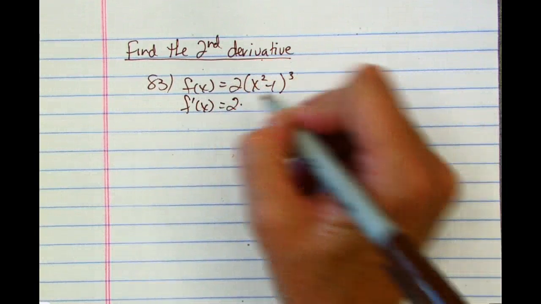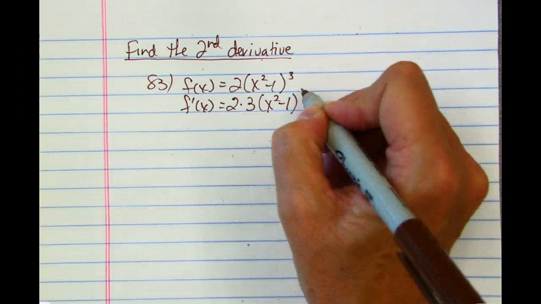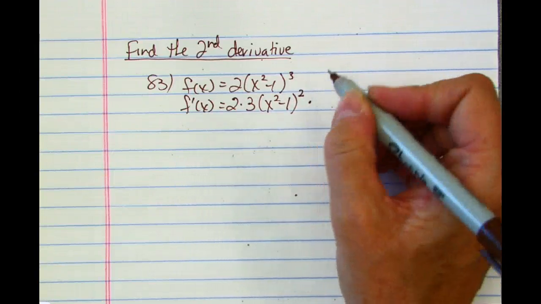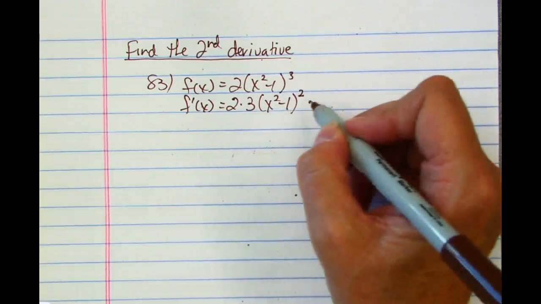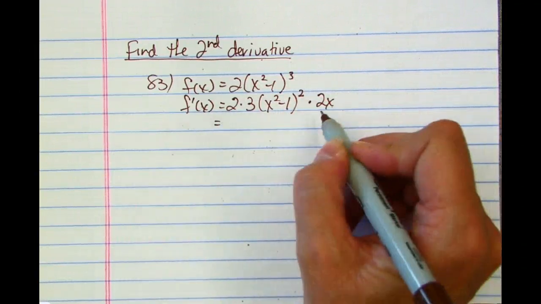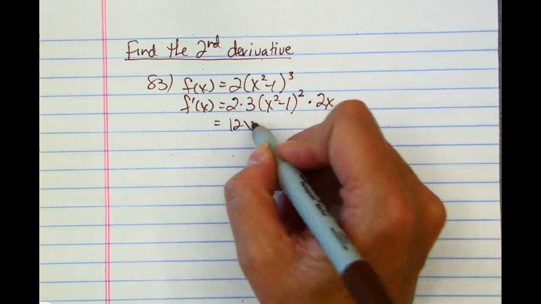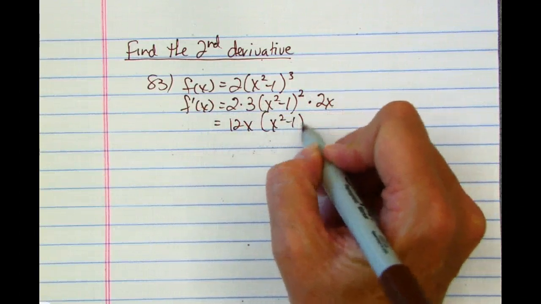I'm just going to write down the 2, bring down the 3, copy the middle, and reduce that 3 to a 2. Now go on the inside, take the derivative of the inside, and that would be 2x. Let's clean that up. That'd be 2 times 2 is 4, times 3 is 12, x times x squared minus 1 quantity squared.